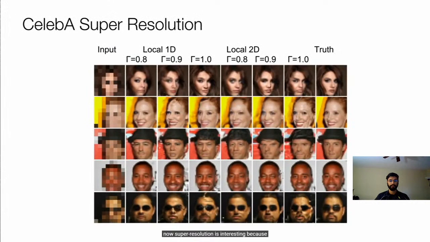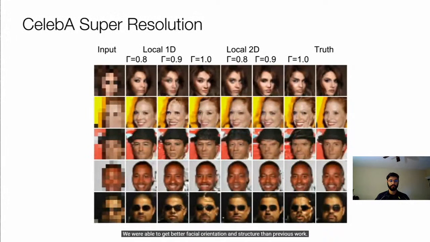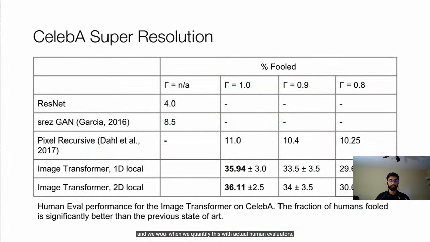But on super resolution, now super resolution is interesting because there's a lot of conditioning information, right? And when you have a lot of conditioning information, you actually lock quite a few of the modes, so there's only a few options you can have at the output. And our super resolution results were much better. We were able to get better facial orientation and structure than previous work. And these are samples at different temperatures. And when we quantified this with actual human evaluators, we flashed an image and said, "Is this real? Is this false?" And we were able to fool humans like 4 times better than previous results on super resolution.